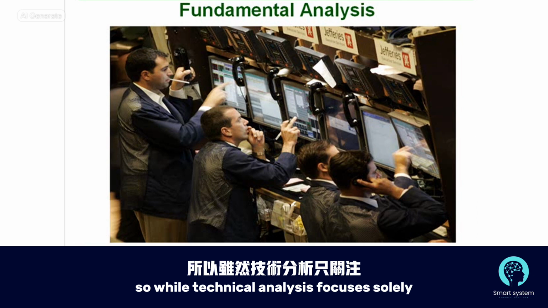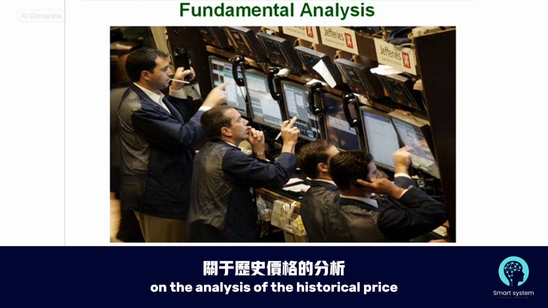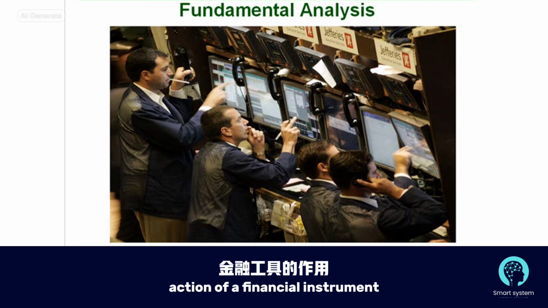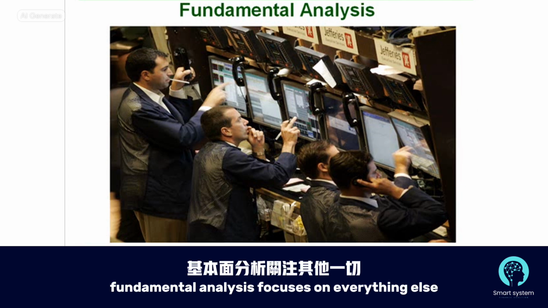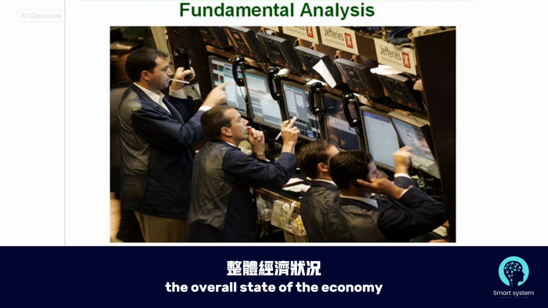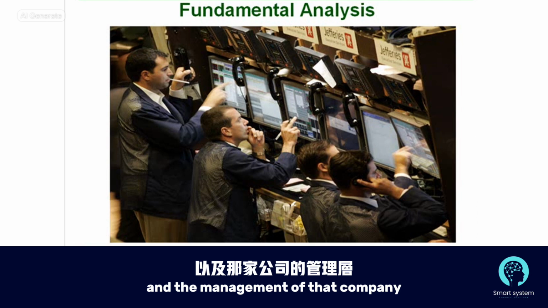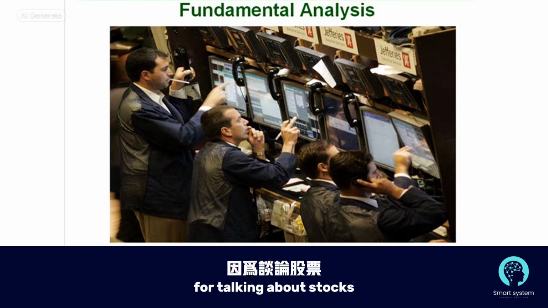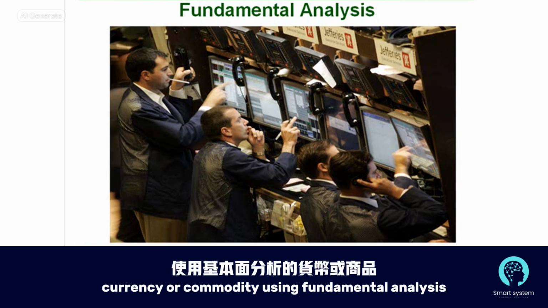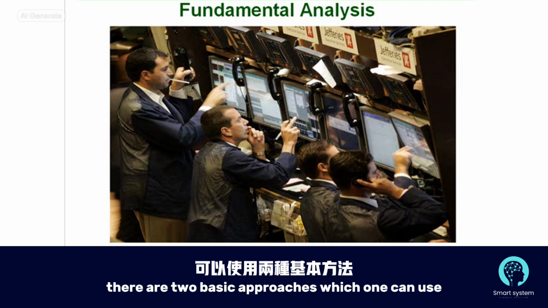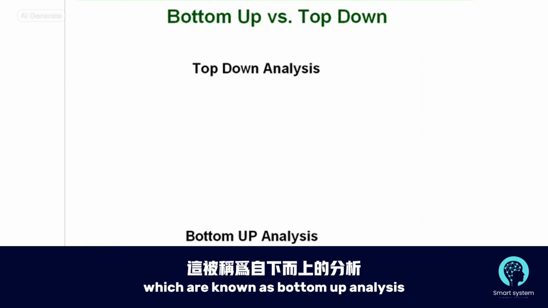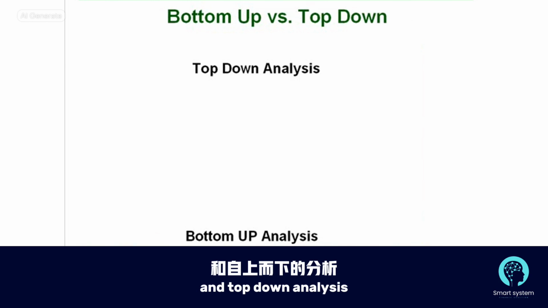So while technical analysis focuses solely on the analysis of the historical price action of a financial instrument, fundamental analysis focuses on everything else, including things such as the overall state of the economy, interest rates, production, the earnings of a particular company, and the management of that company. When analyzing a stock, currency, or commodity using fundamental analysis, there are two basic approaches which one can use, which are known as bottom-up analysis and top-down analysis.